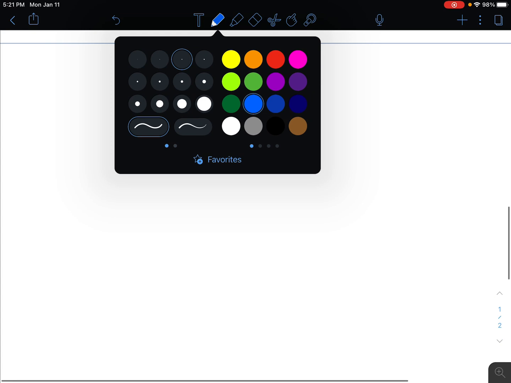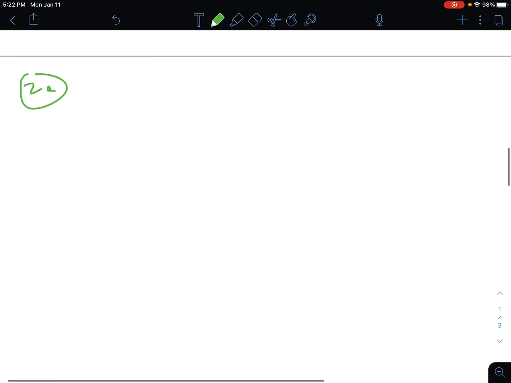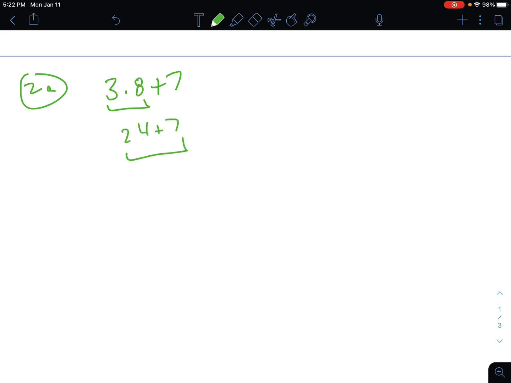Let's use green instead. So let's do 2A. 2A is 3 times 8 plus 7. Order of operations: we do multiplication first. That's 24 plus 7, which is 31. That's our answer.